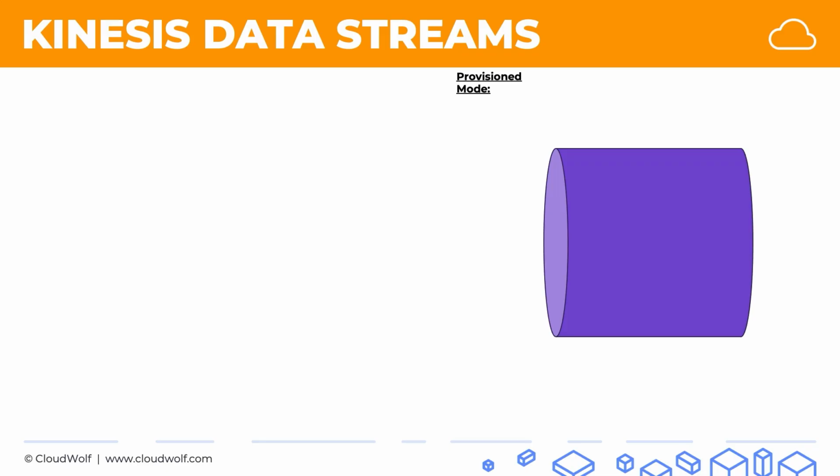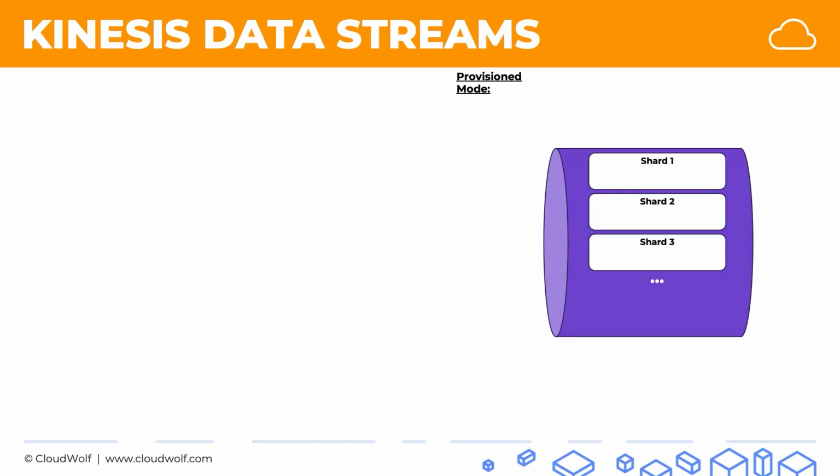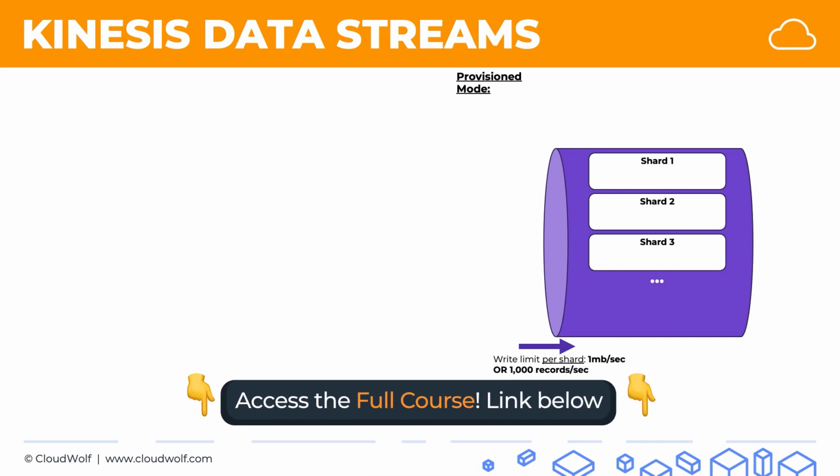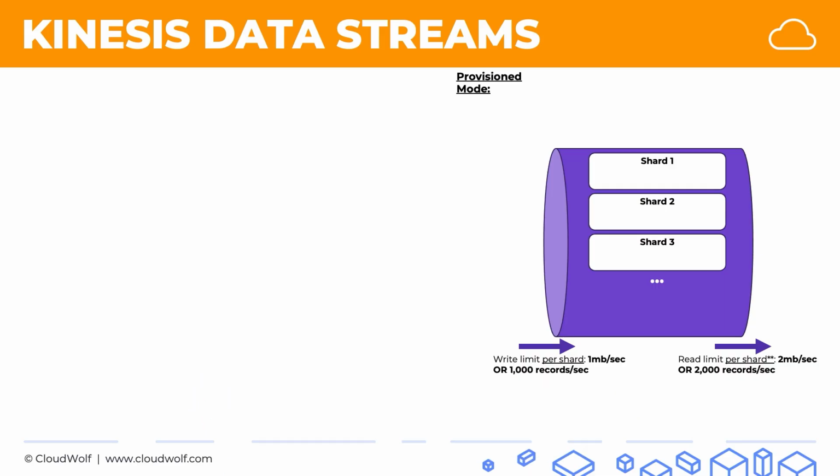Now, inside this pipeline, you'll find a concept of shards. Why are shards important? Shards are basically what allow you to control the throughput of the pipeline. Your write limit per shard is about 1 megabyte per second, or 1,000 records per second, and your read limit, again per shard, is 2 megabytes per second, or 2,000 records per second. Now you'll notice I have two asterisks here, and that's because there's an enhanced option where this limit will not be just per shard, but will actually be per consumer. That's something just to keep in mind.